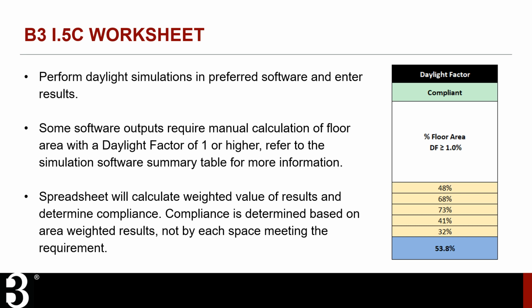As with the spatial daylight autonomy option, the spreadsheet will calculate the weighted percent of area and display compliant when the result is at or over 50% of floor area. Again, as you can see, not all spaces are meeting the 50% requirement, but because other spaces are exceeding it, the group of rooms entered is compliant with this guideline requirement.